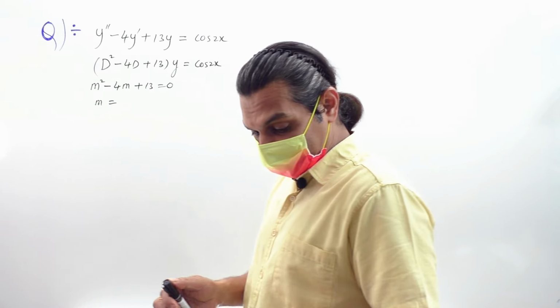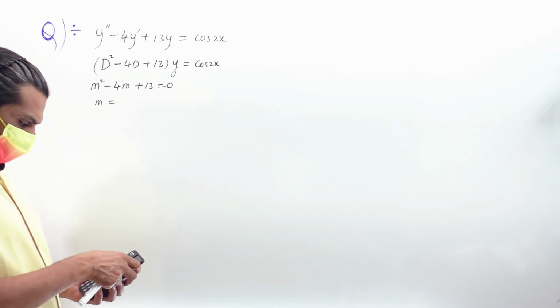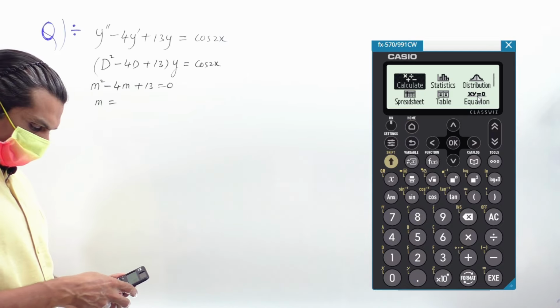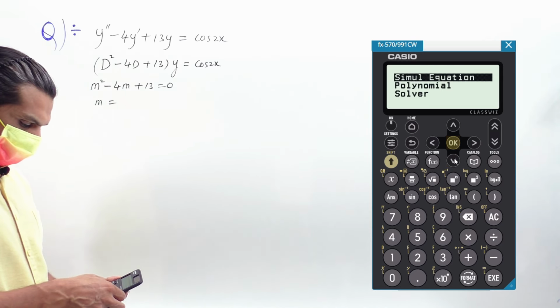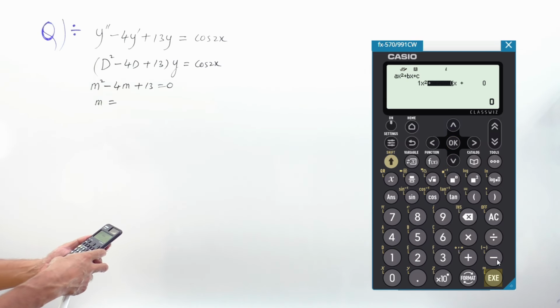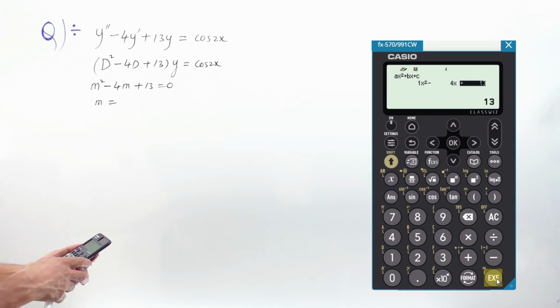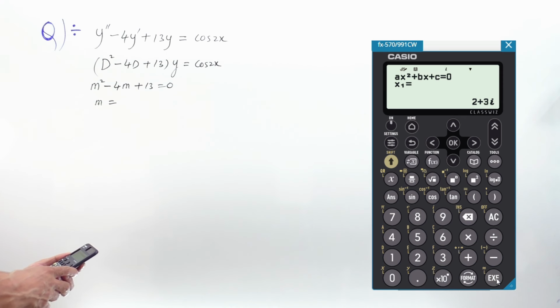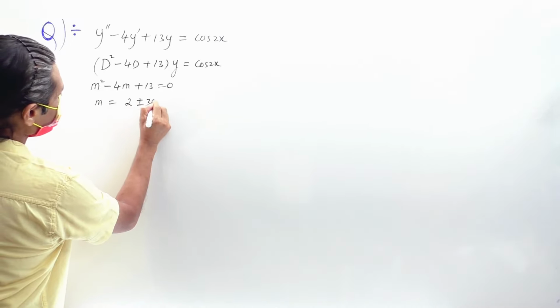As we are using the Casio 991 EX here, we go to home, then equation, we go to polynomial, and it's ax squared plus bx plus c. Put the values of a, b, c here: 1, execute, minus 4, execute, 13, execute. So we have x1 as 2 plus 3i and x2 as 2 minus 3i. So m is equal to 2 plus or minus 3i.